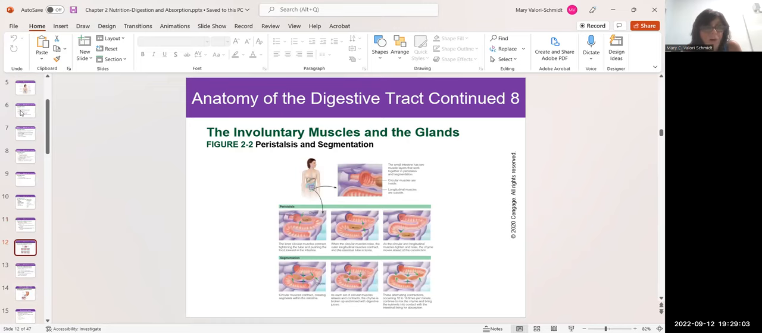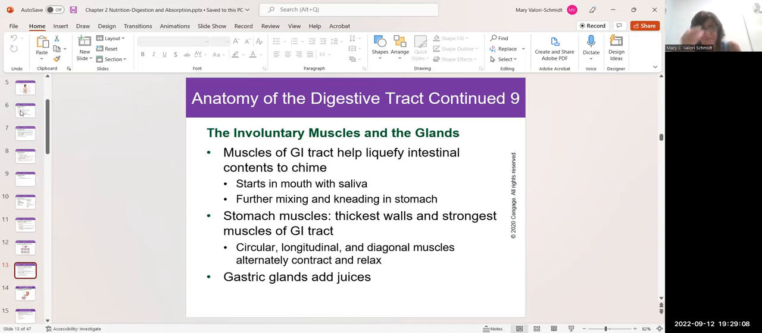Then there's a nice little chart that goes through the involuntary muscles and the glands, and talks about peristalsis and segmentation. So in the GI tract, those muscles help to get those intestinal contents and liquefy them even more, right? Stomach muscles are the thickest and strongest, by the way, of the whole digestive tract, because the stomach is able to take whatever's in it and literally crush it and break it down. And then there are gastric juices like the hydrochloric acid, which is the most fun one, I think.